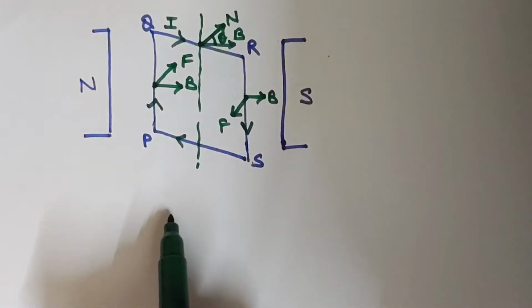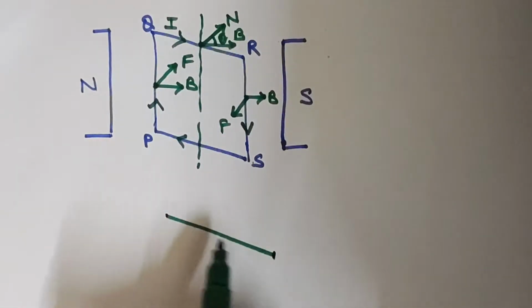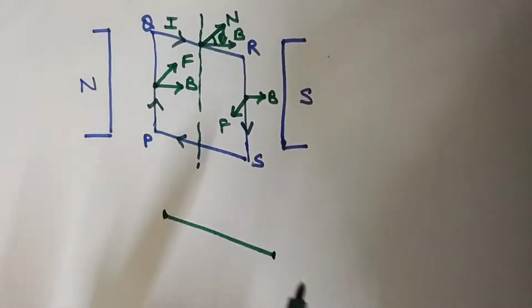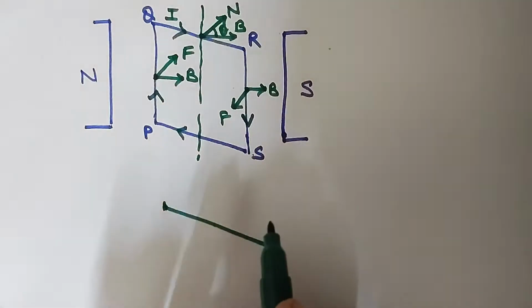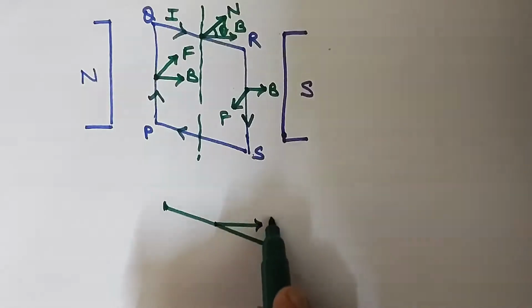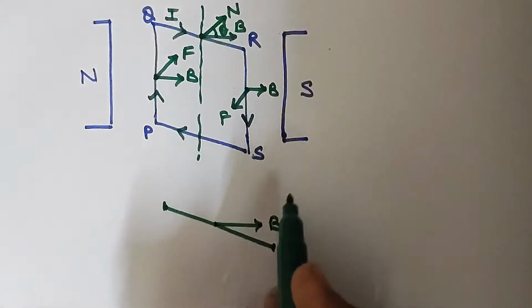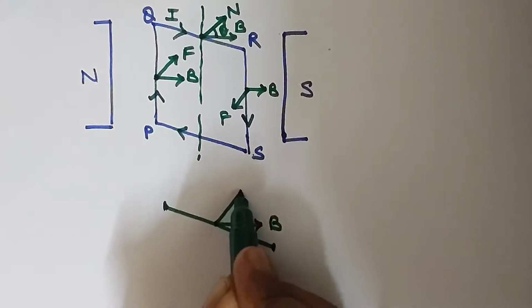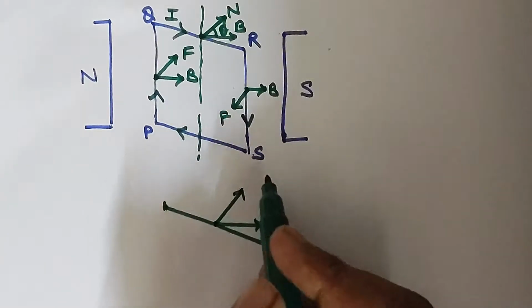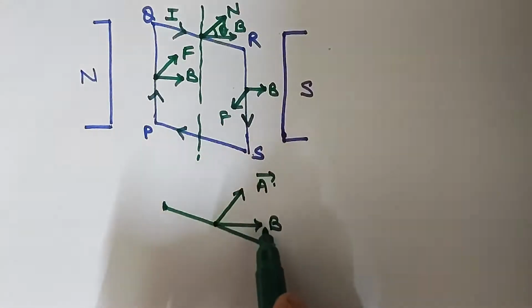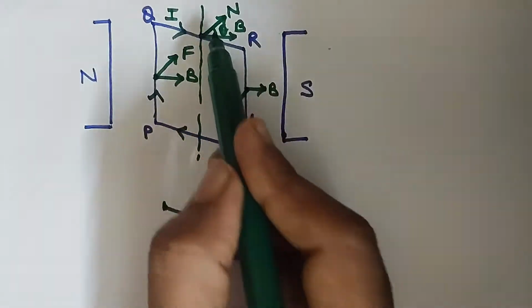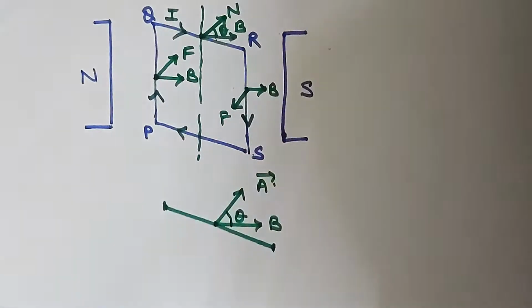This is the top view of a loop. Now in this we see that magnetic field is acting in this direction, and area vector will act normal to this, so in this direction is the area vector. Now the area vector makes an angle theta with the magnetic field, so this will be angle theta.